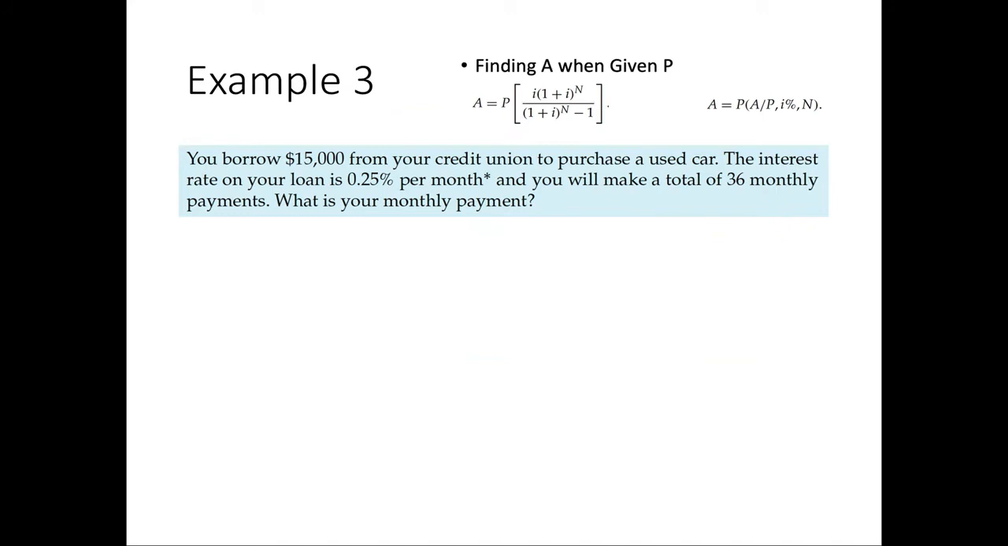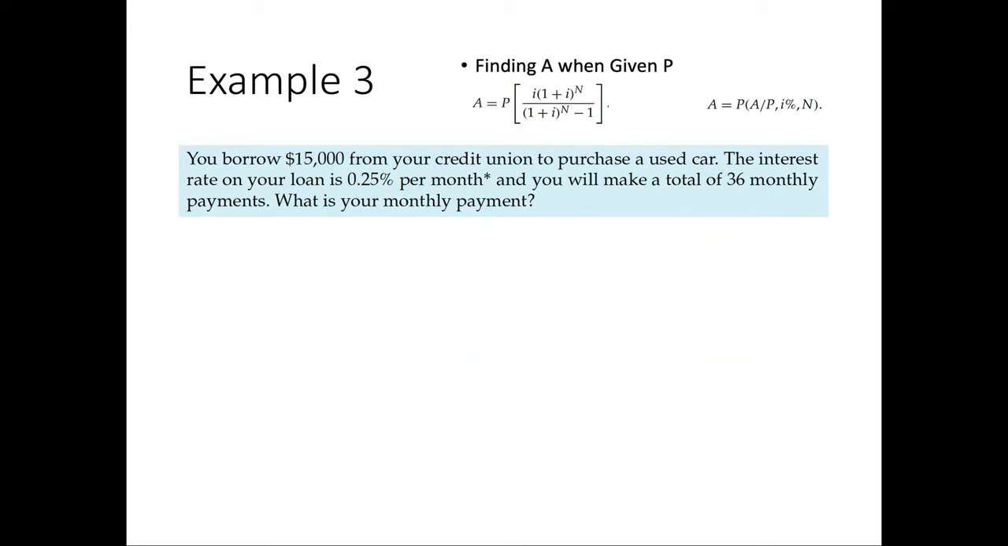Okay, so now it's the example 3. Let's just read through it, okay? So you borrow 15,000 from your credit union to purchase a used car. And the interest rate on your loan is 0.25% per month. And you will make a total of 36 monthly payments to pay it off. So what is your monthly payment? Okay, that is a very useful scenario when you're going to buy a new car.